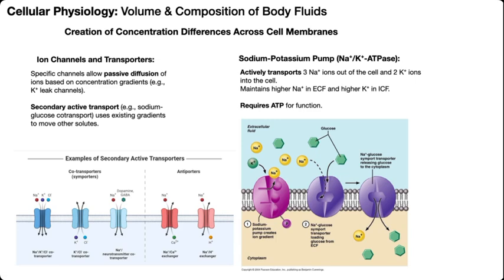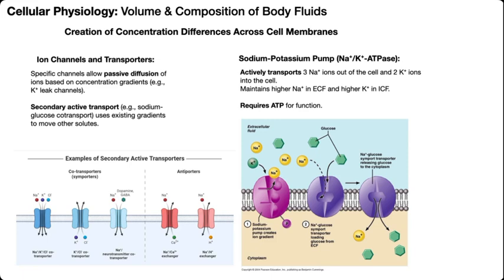So passive diffusion, here's where we have specific ion channels that allow ions to move along their concentration gradients. They don't require any energy or ATP. They move along a concentration gradient, so that means that they move from high concentration to low concentration. Some examples of this would be potassium leak channels.